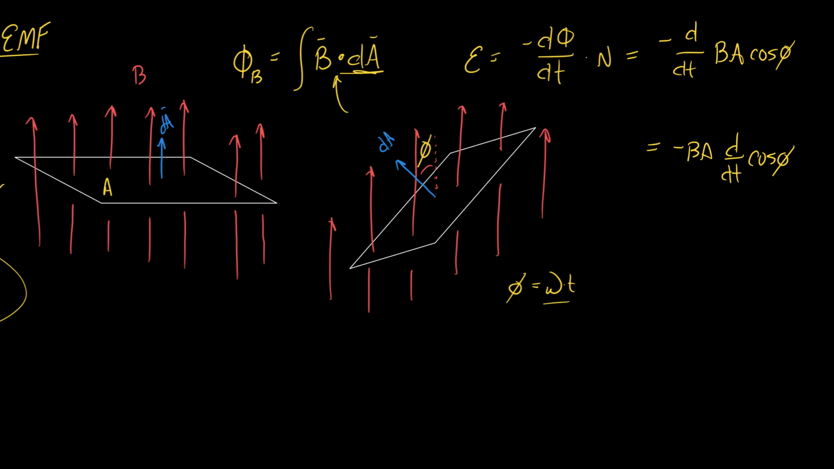Now we have an expression, just a simple rotation. It's spinning at a constant rate relative to our motion. So we're going to sub that in for our phi. We'll put omega t in there. So that gives us B times A times the derivative with respect to time of cosine omega t.